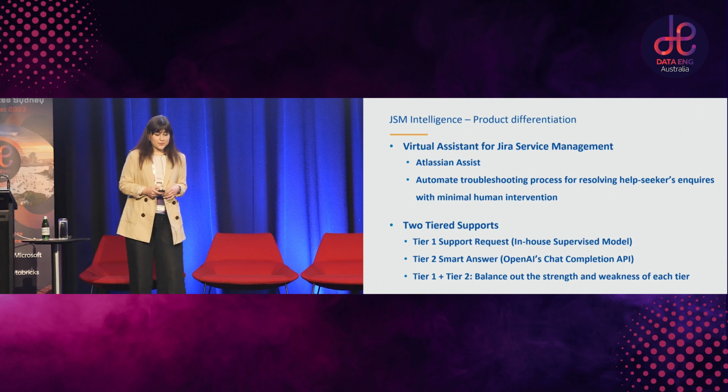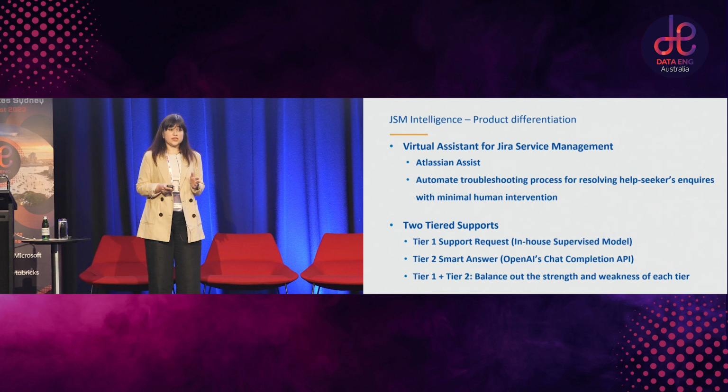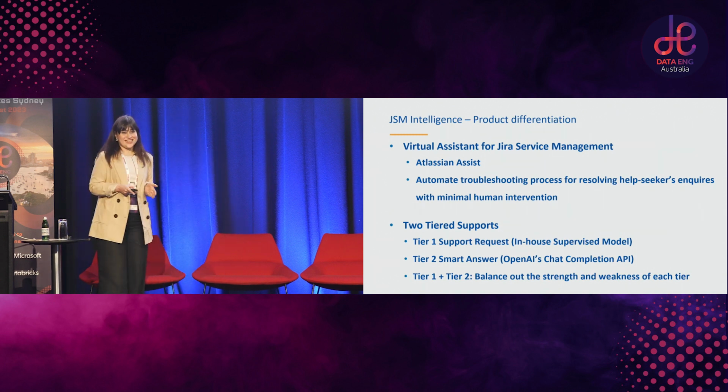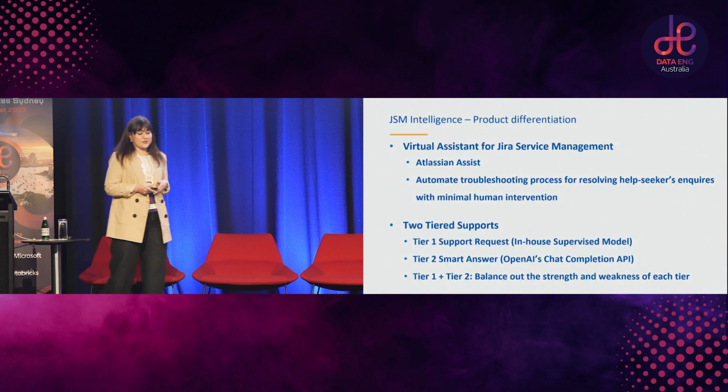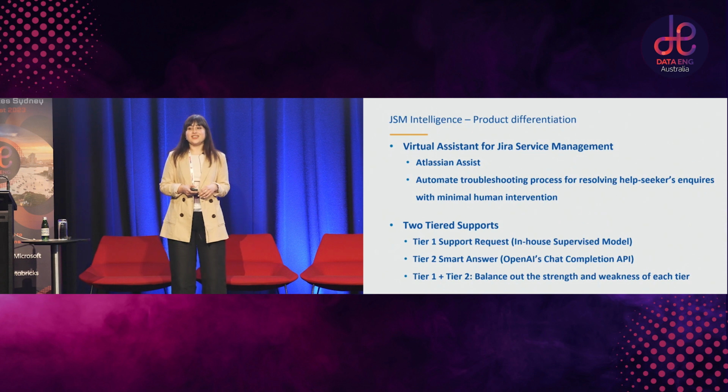Before I discuss the challenges of LLMOps, I wanted to quickly deep dive into a real-world use case, where a product is crafted with and without LLMs. That product, obviously, is from Atlassian. It's called Virtual Assistants for JSM. We call it Atlassian Assist. Does anyone know what the difference between JSM and Jira is? No one? Yeah, that was my first question when I joined Atlassian.